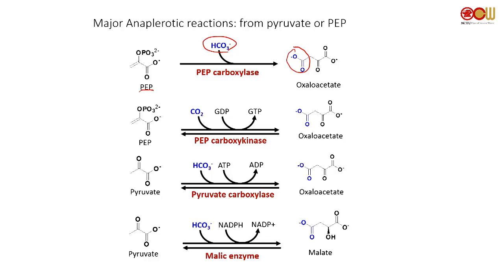Or additionally, you can save a little bit of energy and produce ATP at the end. This is PEP carboxykinase. It has kinase in the name because it's using ATP, which is why it's called PEP carboxykinase. Now, this one we saw previously in gluconeogenesis.